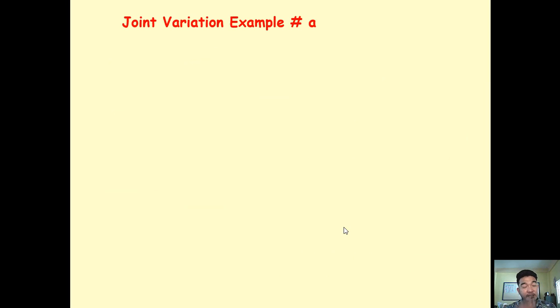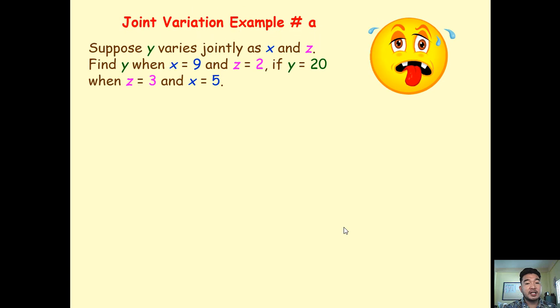Yan na. Ito na ngayon yung highlight of this discussion, which is the joint variation. Let's have the first example for joint variation. Here's the problem. Suppose y varies jointly as x and z. Find y when x is 9 and z is 2. If y is 20 when z is 3 and x equals 5. Medyo magulo, no? Kasi nga joint variation na ito.